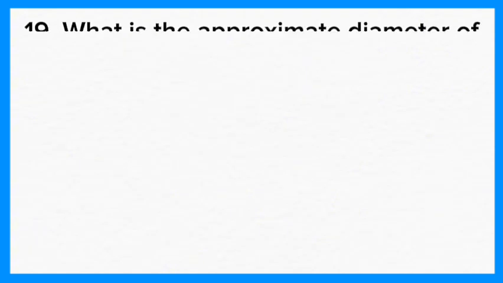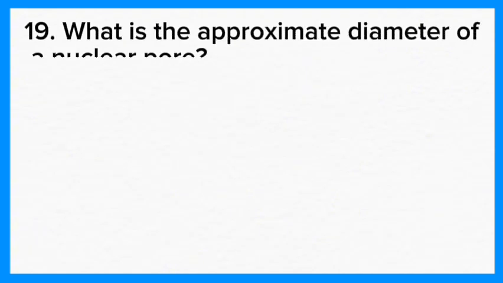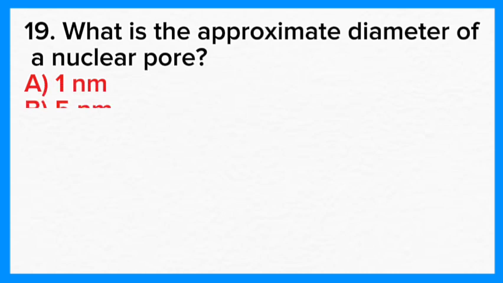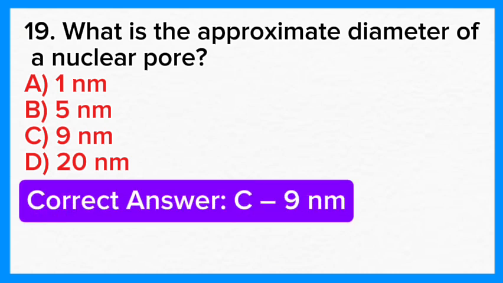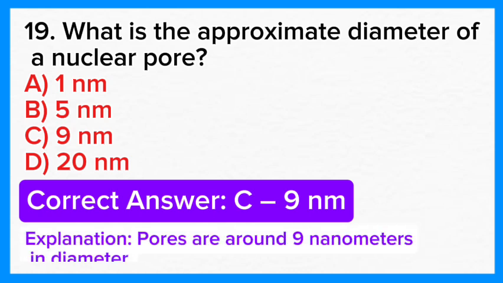19. What is the approximate diameter of a nuclear pore? A. 1 nanometer, B. 5 nanometers, C. 9 nanometers, D. 20 nanometers. Correct answer, C. 9 nanometers. Explanation: pores are around 9 nanometers in diameter.